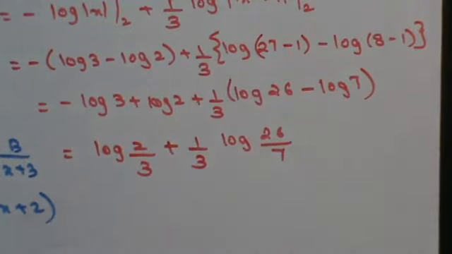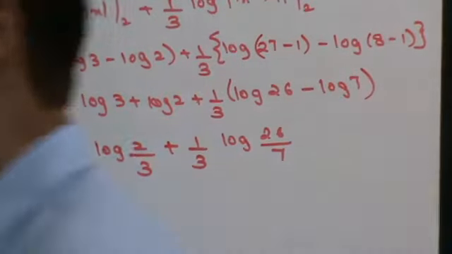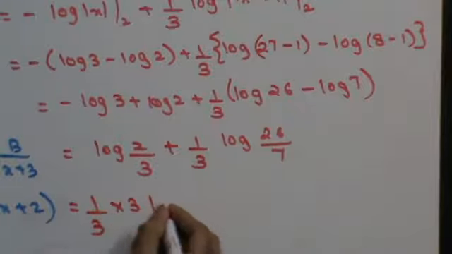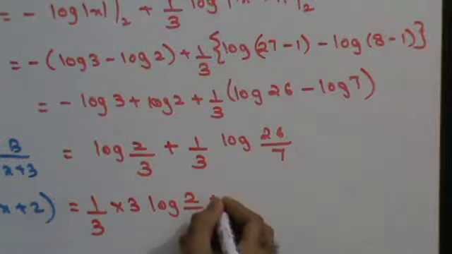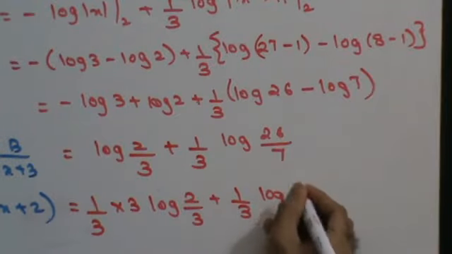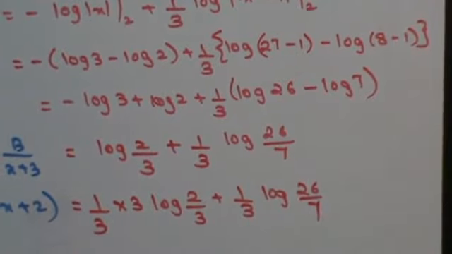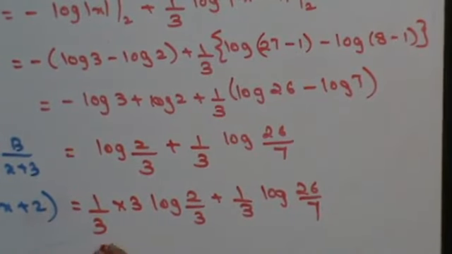Now, I want to get 1 by 3 common. So what I'm going to do is, I'm going to divide by 3, multiply by 3. Observe this carefully. I'm dividing by 3, I'm multiplying by 3. Log 2 by 3 plus 1 by 3 log 26 by 7. Now I could take 1 by 3 common. If I take 1 by 3 common, 1 by 3 comes out, 3 log of 2 by 3. Whatever is the number before the log goes up in the index.